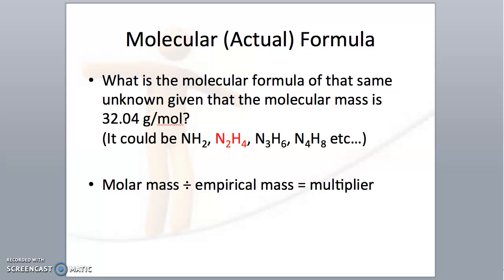We can determine the molecular formula from the empirical formula as long as the molar mass of the molecular formula is given. We divide the molar mass by the mass of the empirical formula to get a multiplier. Multiply each element in the empirical formula by this to get the molecular formula. Give this a try. The answer is N2H4.